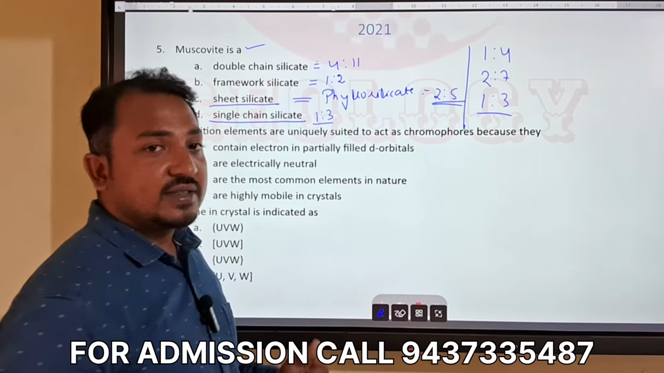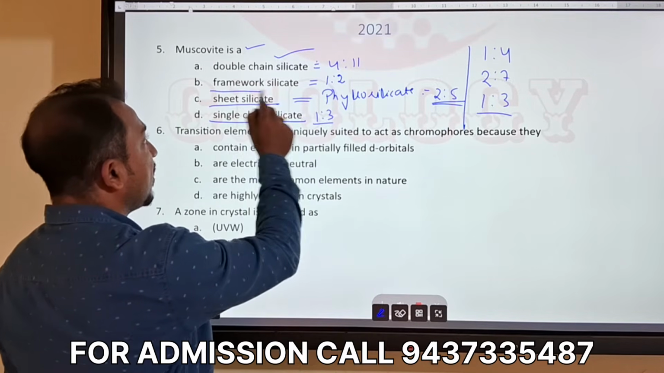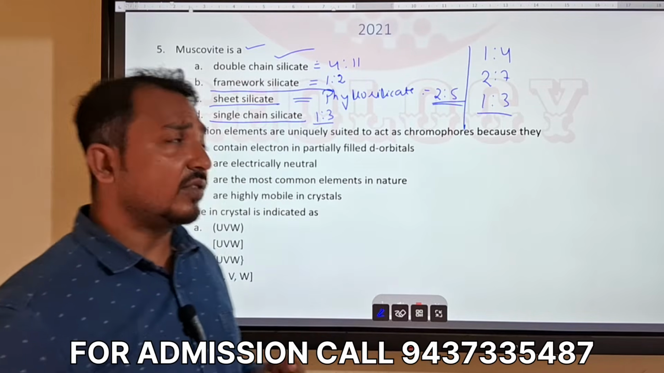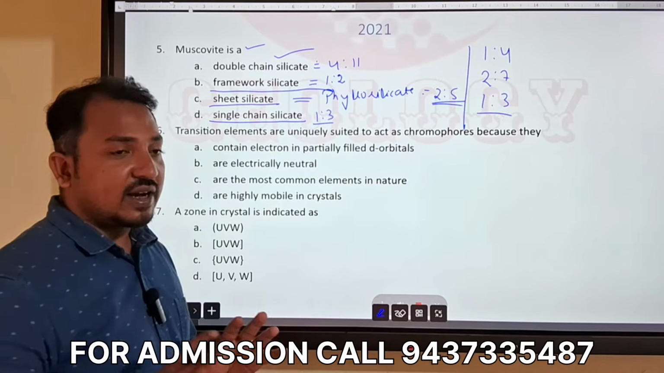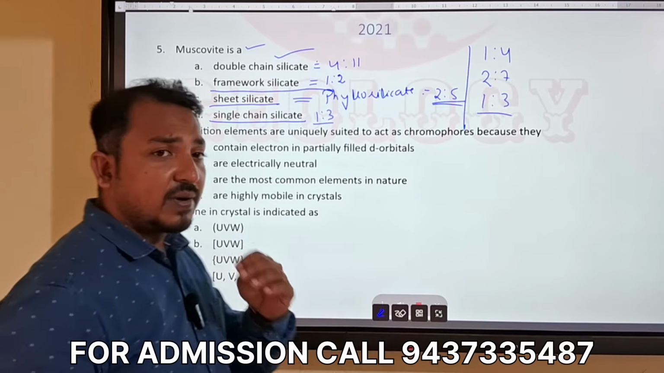For double chain, we have the example amphibole. Amphibole belongs to double chain. Then framework silicate, you can take the example of quartz, you can take the example of feldspar, you can take the example of garnet. They all are framework silicates. Sorry, garnet. Garnet is not a framework silicate, it is a nesosilicate. You can take the example of quartz and feldspar.